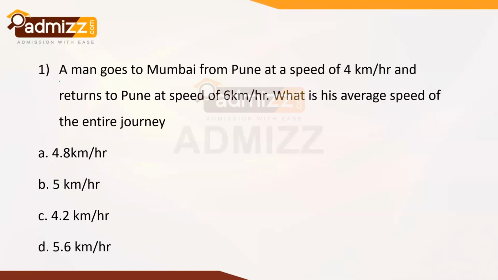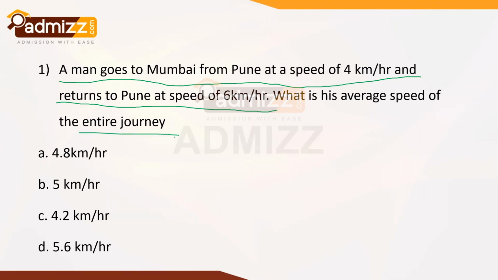The first one: a man goes from Mumbai to Pune at the speed of 4 kilometers per hour, and returns to Mumbai at a speed of 6 kilometers per hour. What's his average speed for the entire journey?